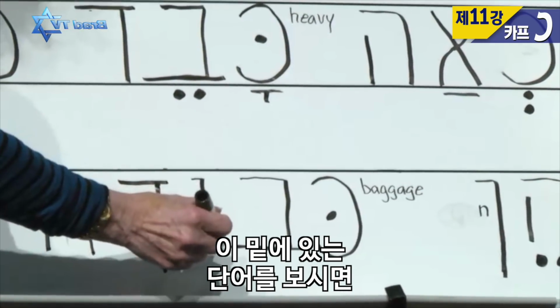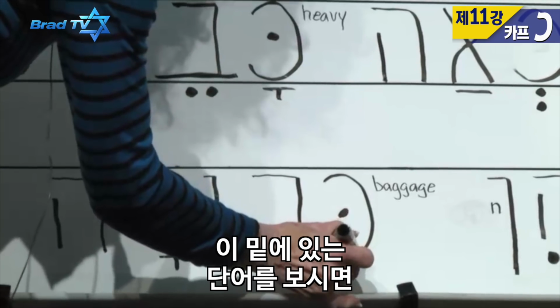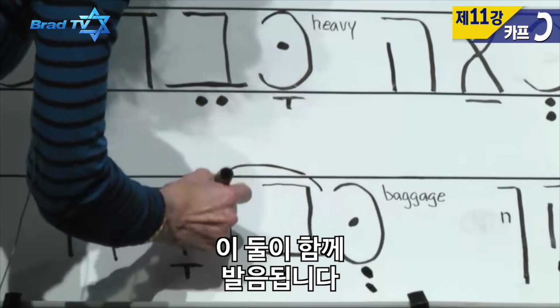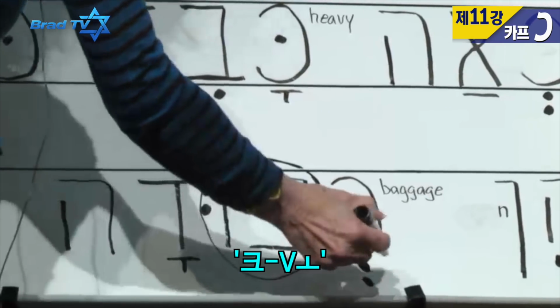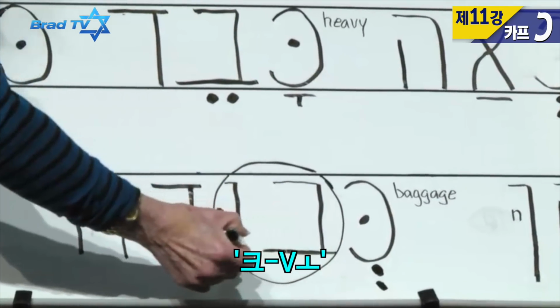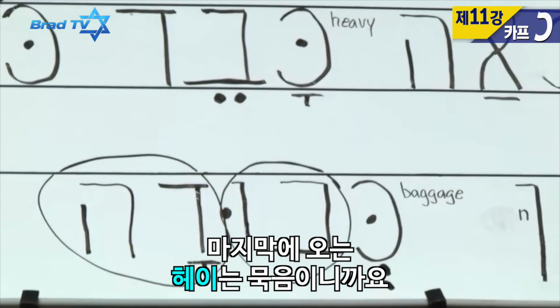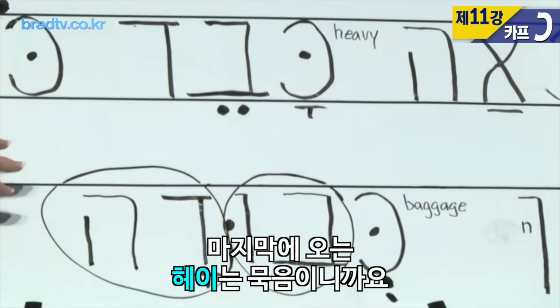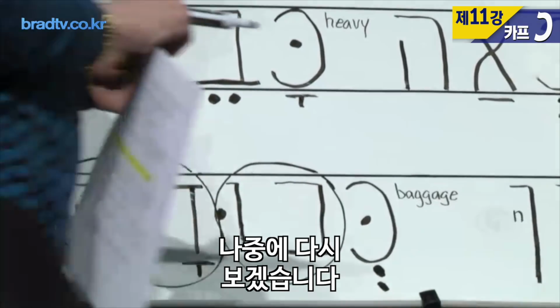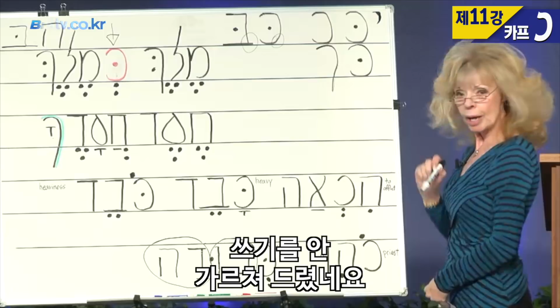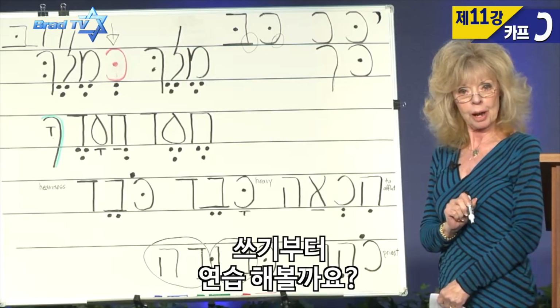And one of these words right here got a little smudged. We'll just do this. Okay, these two are going to work together, so you're going to say kavo, and these two are going to work together, da. All right, because the hey at the end is going to be silent. But we'll get to that last. Okay, so let's start here. I didn't teach you how to write them. Do you want to practice writing them?